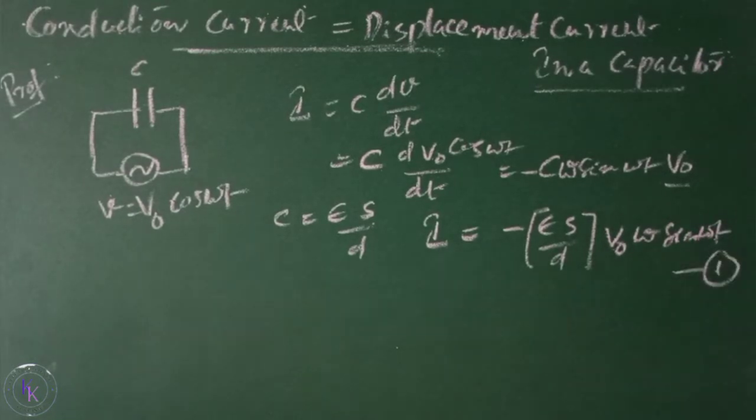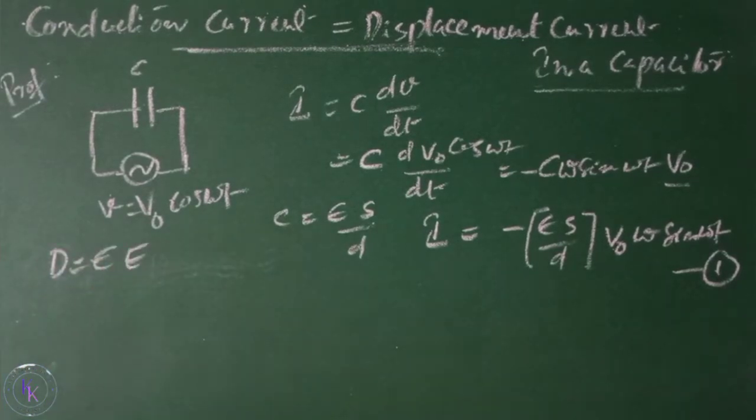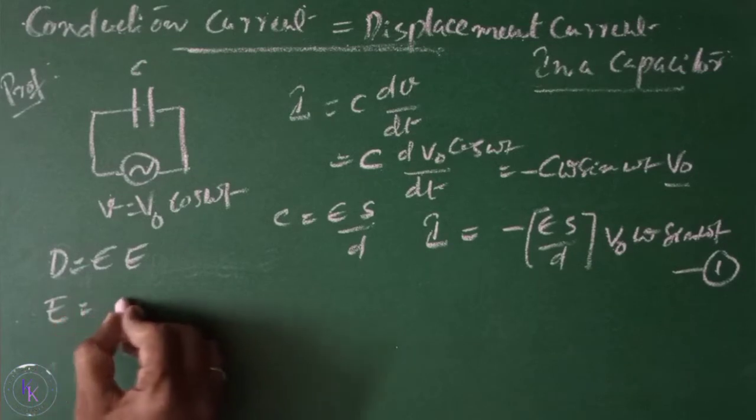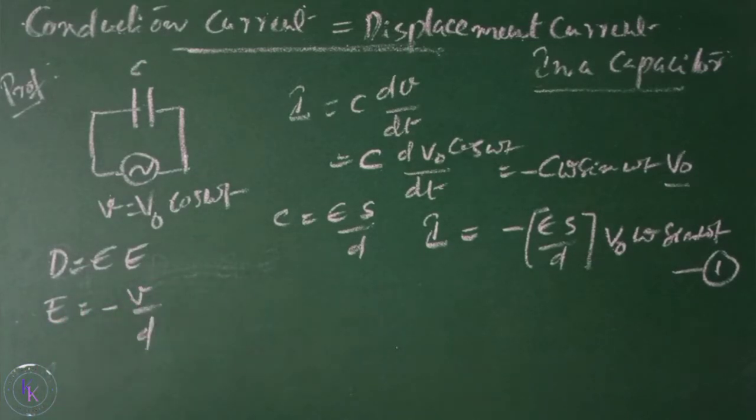As the capacitor charges and discharges, there is a transfer of energy from one plate to another, but since the intervening medium is a dielectric, there is no conduction current through the capacitor. A displacement current ID may be visualized through the capacitor. D is given by epsilon E, where E is the electric field intensity, and E is given by the negative gradient of voltage, or V by d volts per meter.